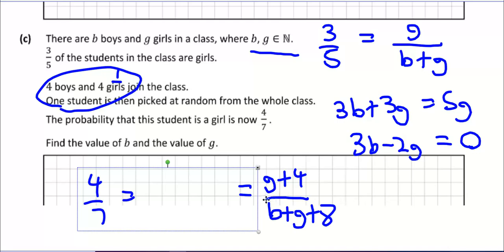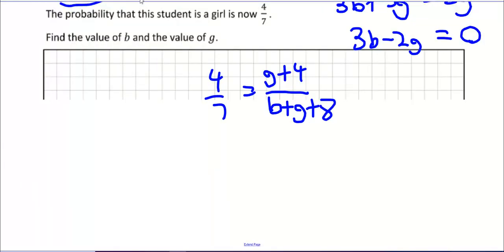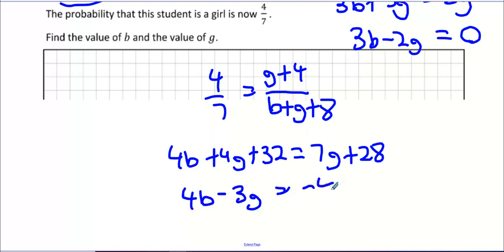I'll just bring you over here. It's easier. Okay. Now, what do I need to do now? Cross multiply. 4 times B, 4 times G, 4G, 7 times G, 7G, 7 times 4, 28. 4B minus 3G equals minus 4, yeah?